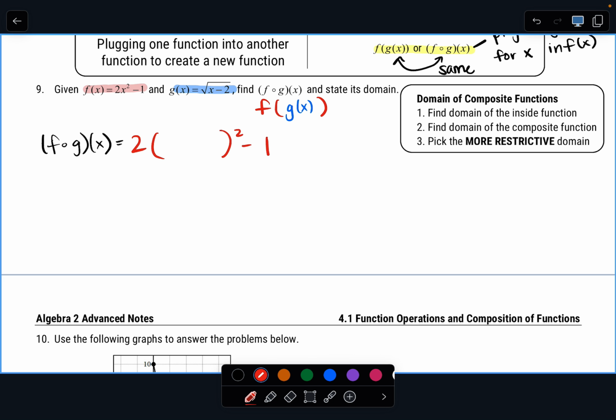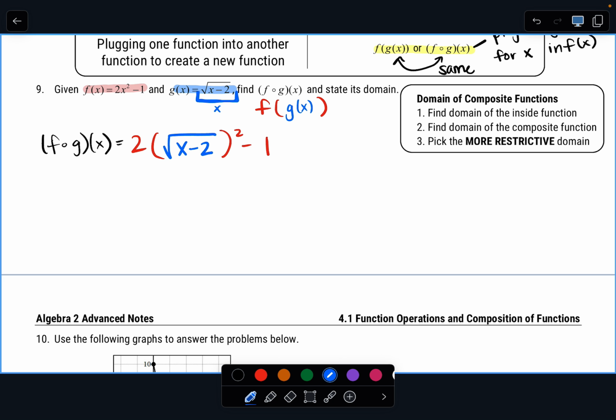So I'm going to take the entire function g of x. Don't make the mistake of actually including the g of x part. I'm just going to take the square root of x minus 2, and that's what's going in the place of where the x would normally be. So I'm going to have square root x minus 2 in that place.